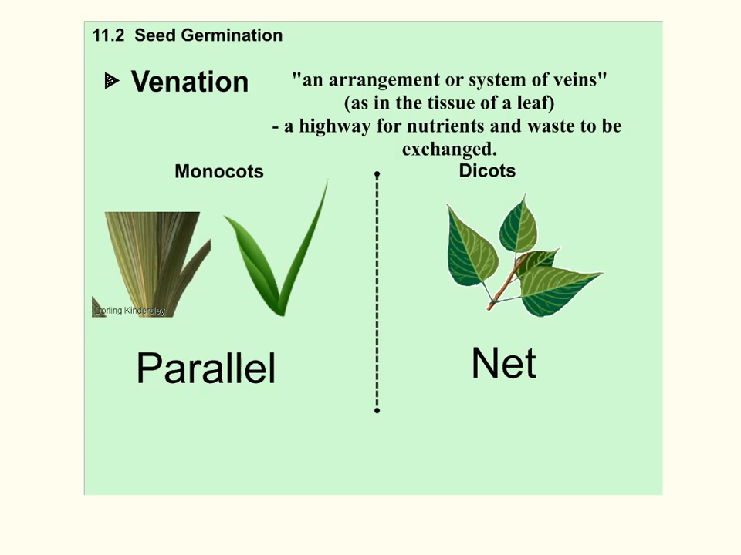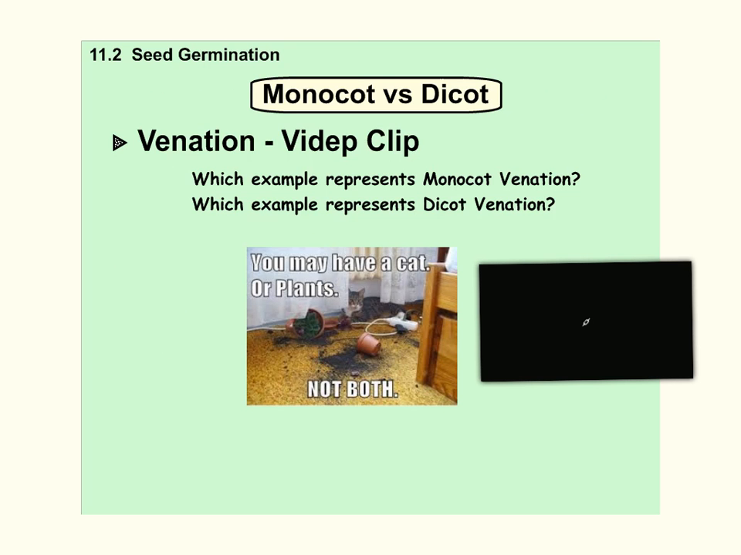So your net venation is going to immediately branch out, very similar to how a tree branches out. That way it can evenly distribute all of the nutrients throughout the plant. So again, make sure you have a good drawing and understanding of how venation is important.